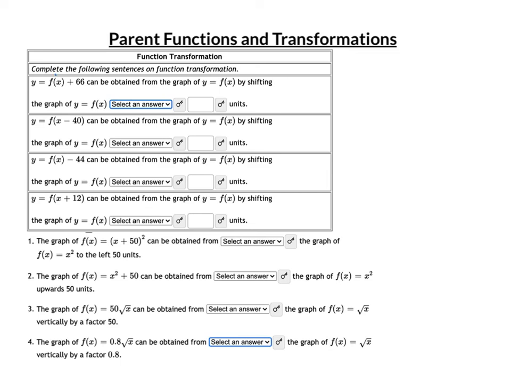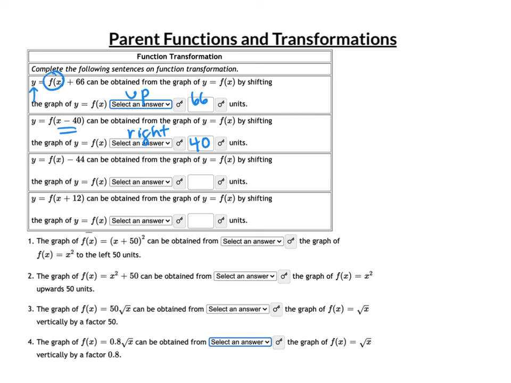Here's what I'm talking about. Y is going to be affected, and it's going to increase by 66. Y is up and down. This will go up by 66 units. And the next one, x is being replaced. Since x is replaced, it's horizontal. Horizontal is the inverse. Minus 40, instead of going to the left, it actually goes to the right. And it will go 40 units to the right.